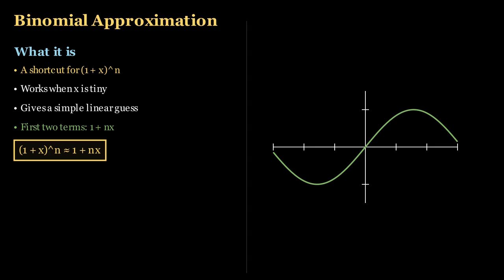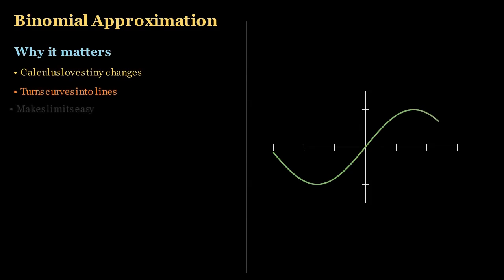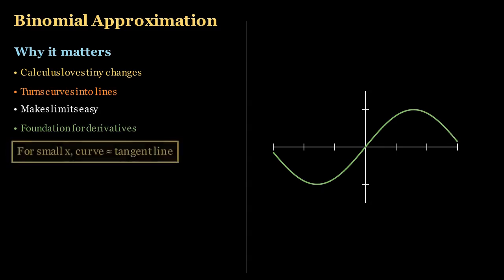In calculus, we are constantly asking, what happens when something gets really, really small? We peek at a tiny change in x, which we call dx, and ask how much y changes. If we have a square root or a cube root, the relationship is a curve, which is hard to work with directly. The binomial approximation lets us replace that curve with a simple straight line near the point we care about. This is the entire idea behind a derivative, the slope of that line. So mastering this approximation now will make limits and derivatives feel natural later. It is the bridge from algebra to calculus. Let us see where this comes from.